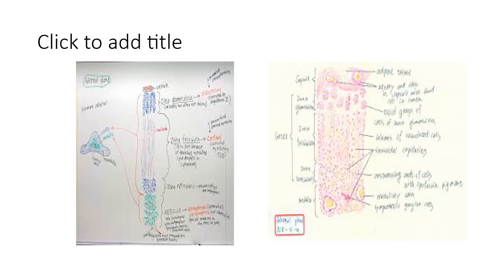Then coming to the zona fasciculata, can you see the cells? They are polyhedral in shape, they are large, with a centrally placed nucleus, and in between them there are the sinusoidal capillaries, and they are columns of vacuolated cells. Why vacuolated? Because of the abundance of lipid droplets or fat in this layer.